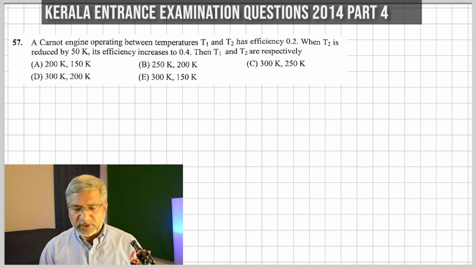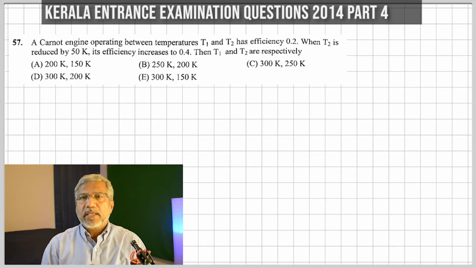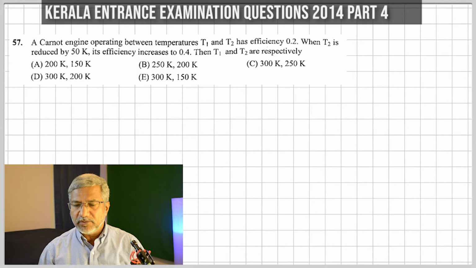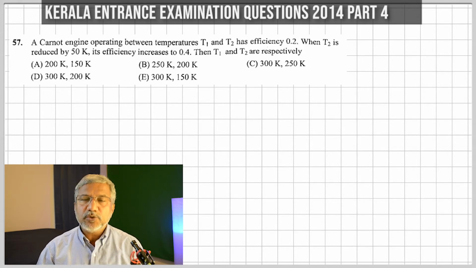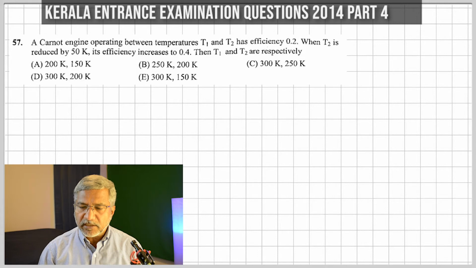That's easy. 57. A Carnot engine operating between temperatures T1 and T2 has efficiency 0.2. In a Carnot engine, you have the source and the sink. The source is at temperature T1, the sink is at temperature T2, the efficiency is 0.2. When T is reduced by 50 Kelvin, its efficiency increases to 0.4. Then T1 and T2 are respectively.